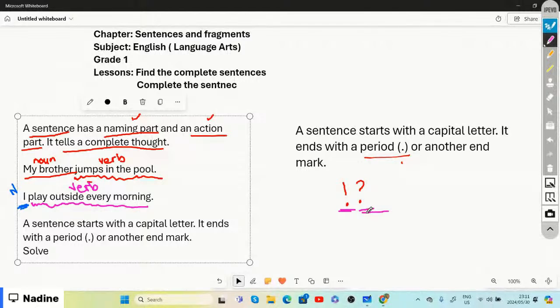So we need to remember within every sentence that you need to write, a sentence starts with a capital letter and it ends with a period or another end mark. And a completed sentence has a naming part and a completed sentence has an action part. So both the naming part as well as an action part need to be within a sentence in order to show that it has a complete thought.